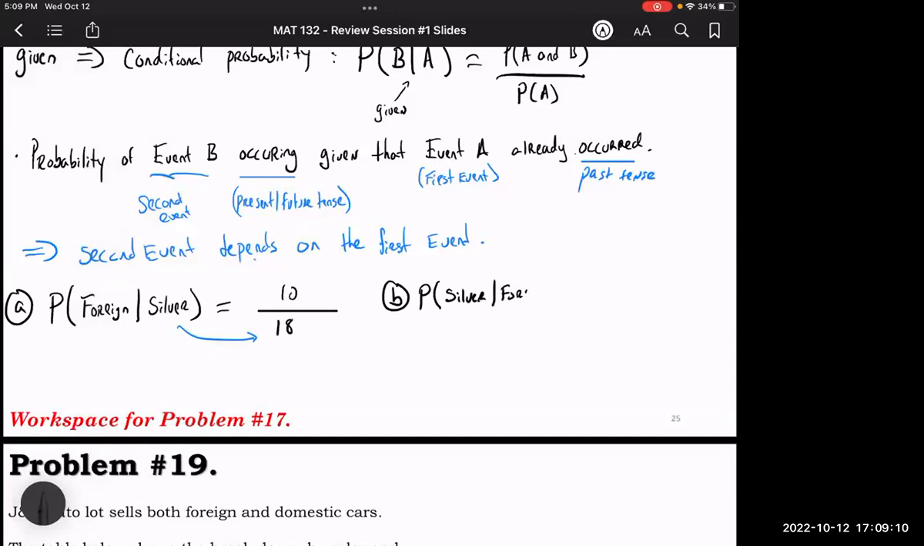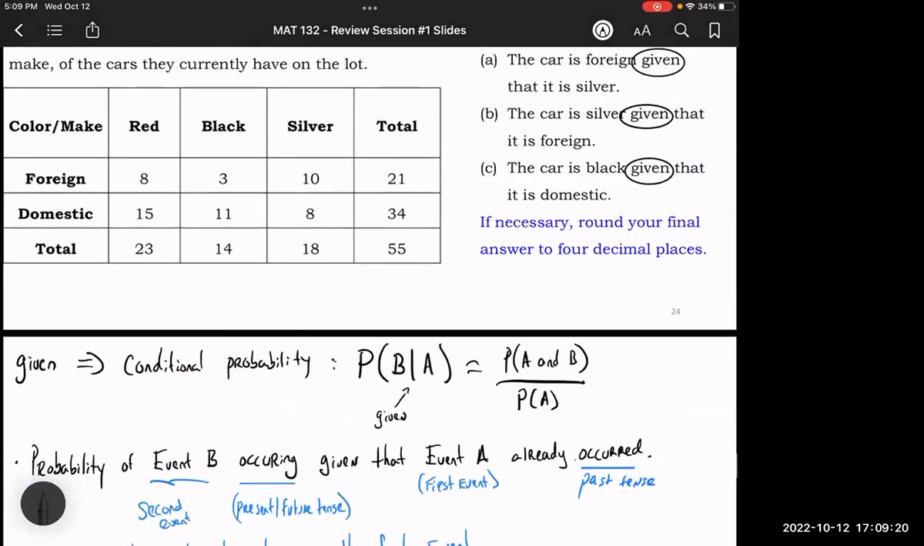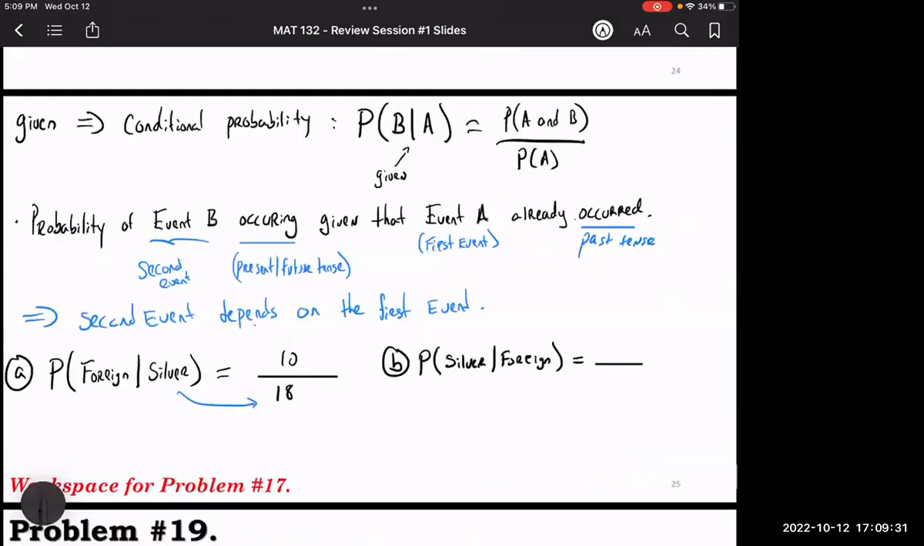So the way you answer this question is you ask yourself, okay, how many foreign cars were there? And then out of that many foreign cars, how many of them were silver? So how many foreign cars we got? 21. Out of the 21 foreign cars, how many of them were silver? 10. So you put it together. Probability of silver given foreign is 10 out of 21.